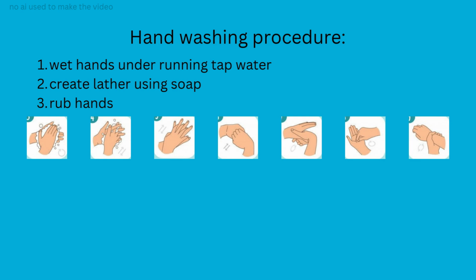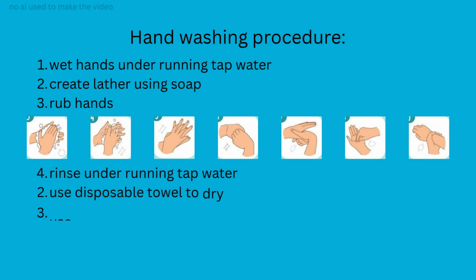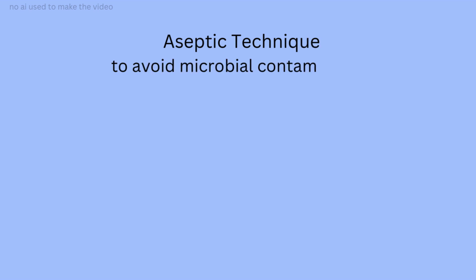Then rinse with the tap running water. Use a dry disposable towel to dry off your hands, and use the same towel to turn the tap off to avoid any recontamination. Now let's talk about the aseptic techniques. This procedure is to avoid any kind of microbial contamination.